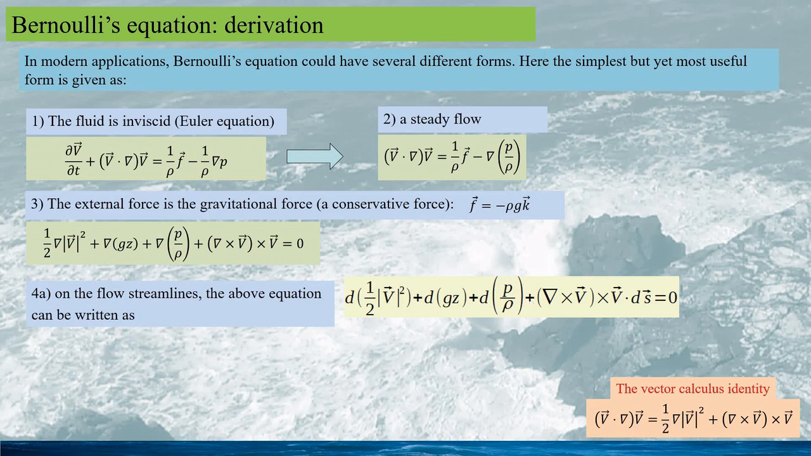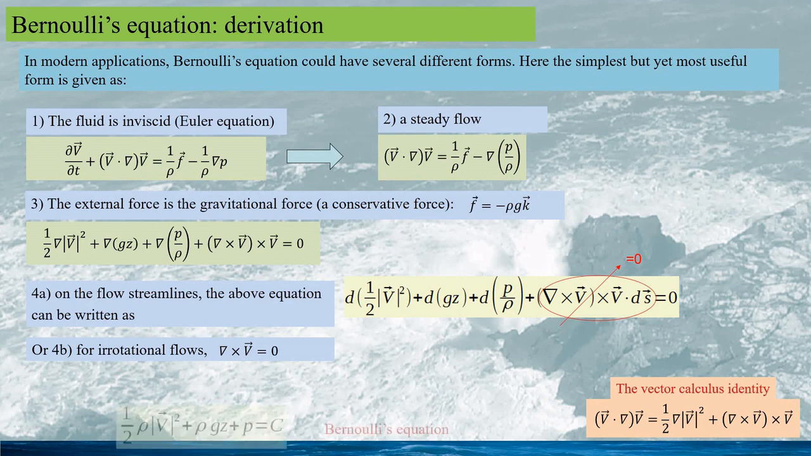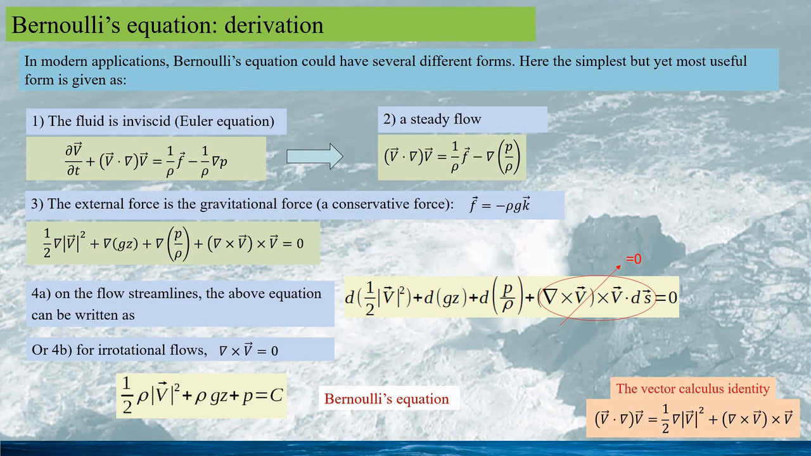So on the streamlines, the last term is 0 because the cross product of the curl of velocity and the velocity vector is perpendicular to the velocity vector, while the vector ds has the same direction as the velocity. So the last term is 0. Or if the flow is irrotational, the curl of the velocity is 0. Under these conditions, we can have Bernoulli's equation.